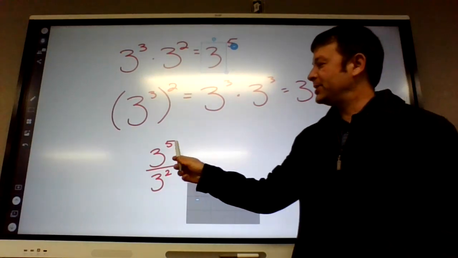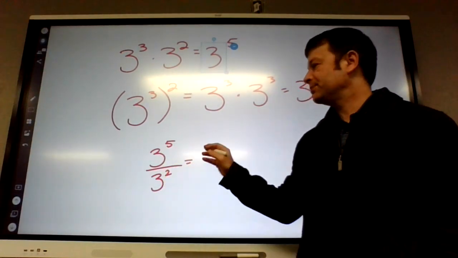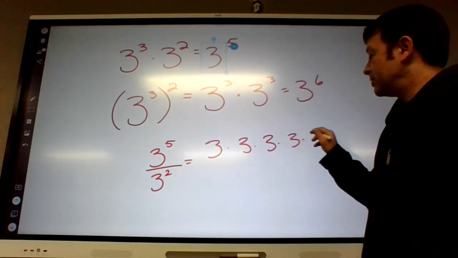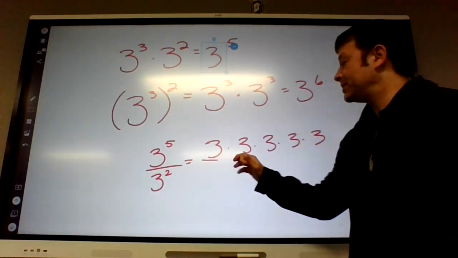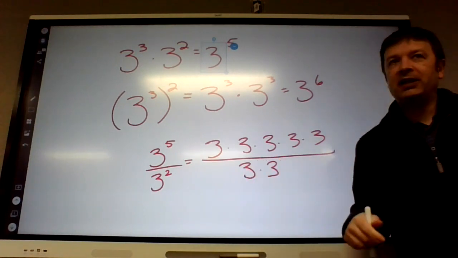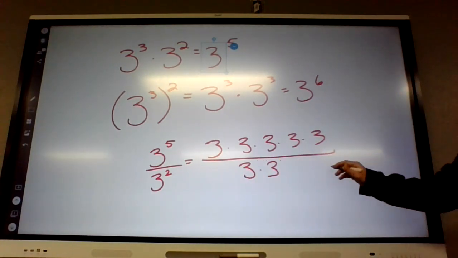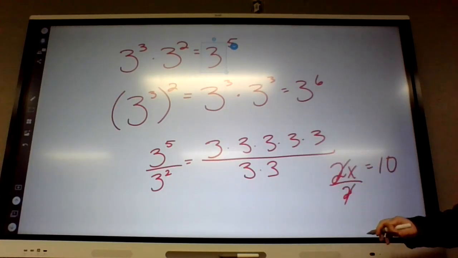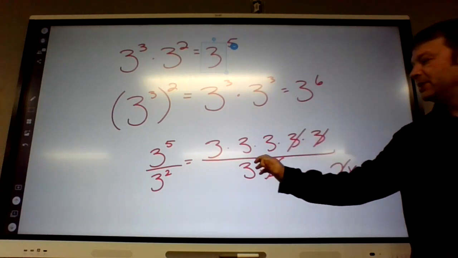Okay, anyway, what do you think is going to happen if we divide? If you multiply 5 3's together and then divide by 2 3's, they cancel out. It's kind of like when we do algebra, how do we get rid of a 2 times x? We divide by 2, and that goes away. Same thing, they just cancel out.